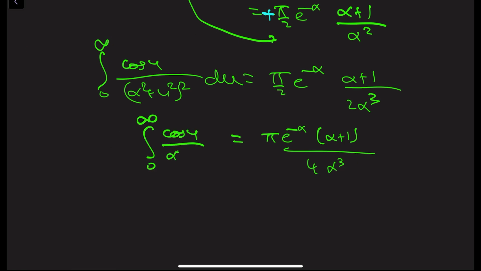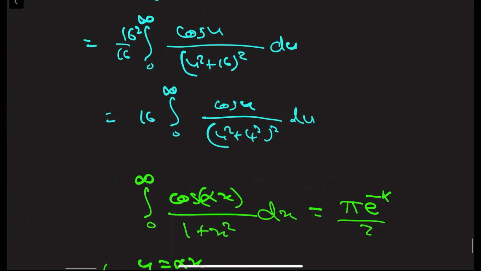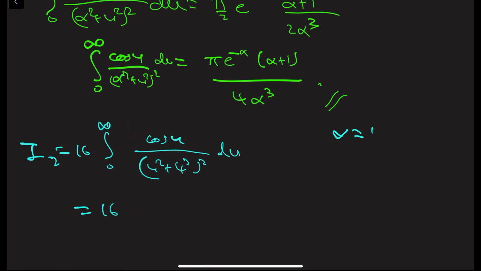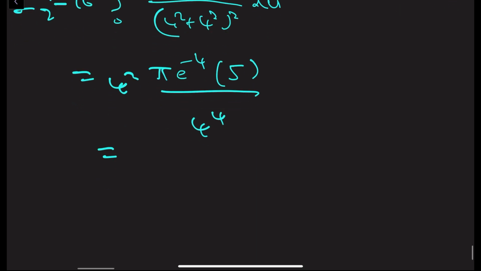So we're basically done now. We just need to see what value of alpha we need to take. It's pretty obviously going to be 4 if we look back at the original integral. So taking alpha equal to 4, we have pi e to the minus 4 times 5 over 4 times 4 cubed. And I guess 16 is 4 squared, so we can maybe cancel these out like this. We'll just have a 1 on 16. So we have 5 pi e to the minus 4 on 16.